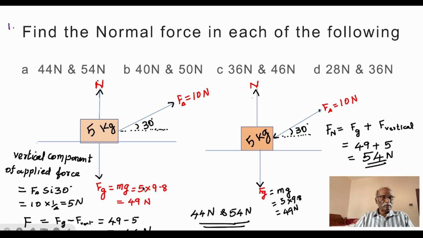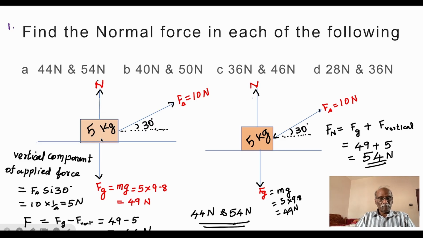The first one: find the normal force in each of the following. There are two cases given. In the first one, a 5 kilogram block is kept on the smooth floor where the friction is minimum or zero. What are the forces acting on the block? We will have to find out the normal force for this one.